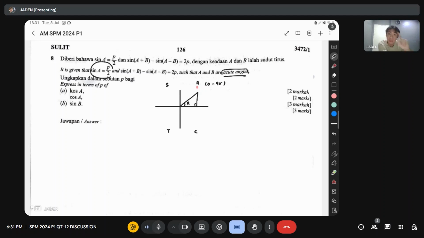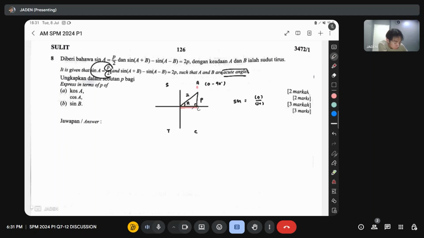Now, to interpret this information, sine means what? Sine means opposite divided by hypotenuse, correct? So your opposite is P, your hypotenuse is 2. So this is P here, hypotenuse is 2. Then what is your adjacent? Your adjacent is this line, the horizontal line here.